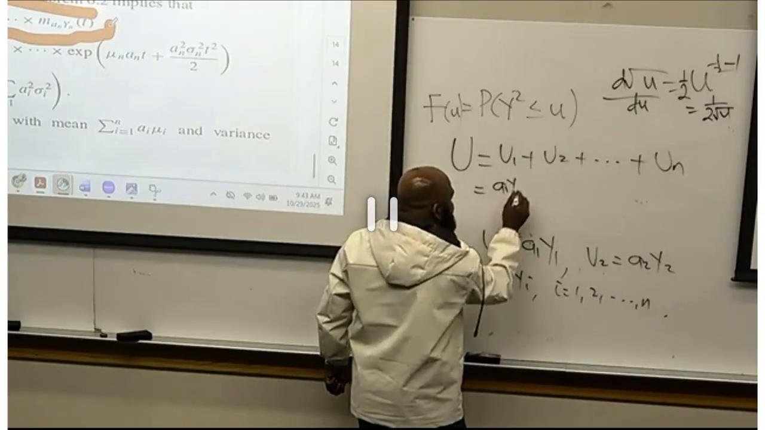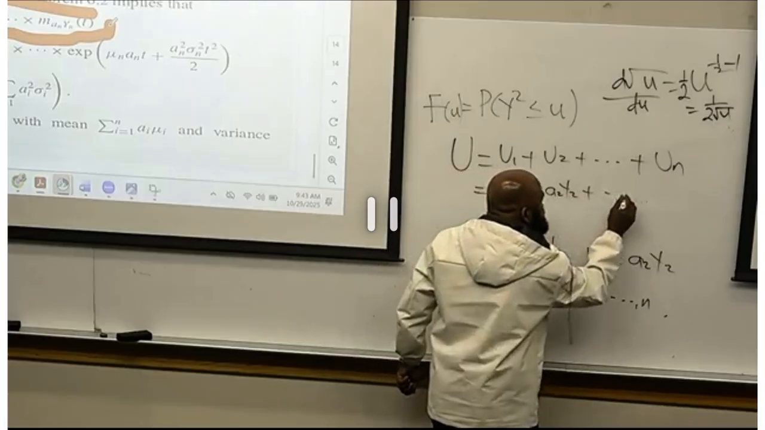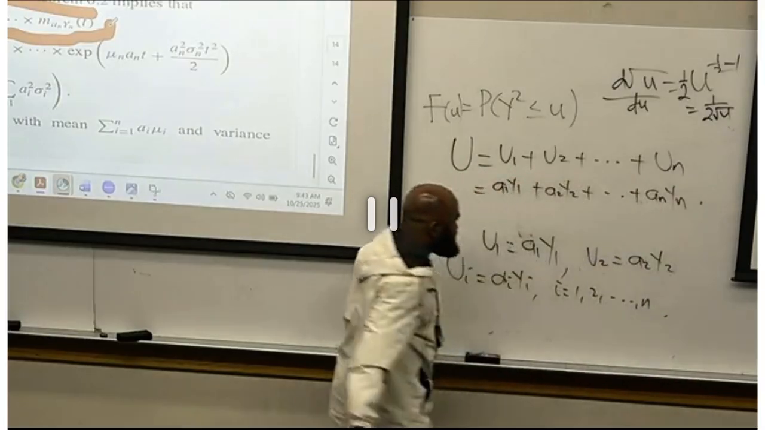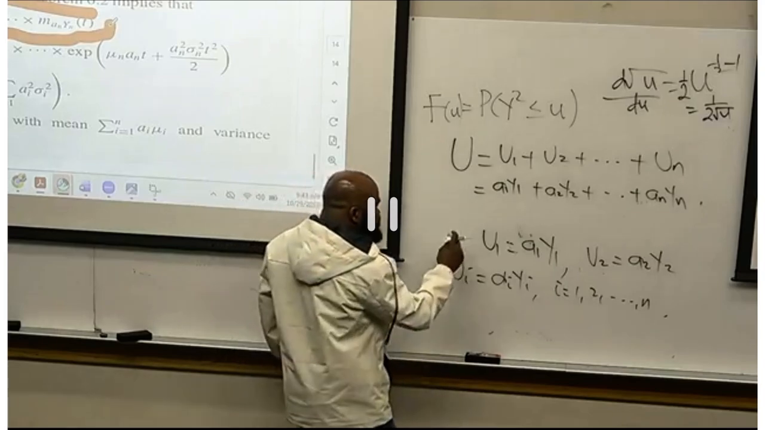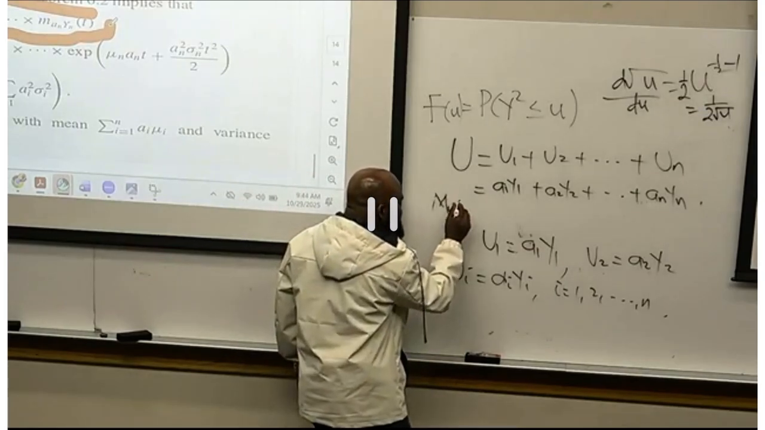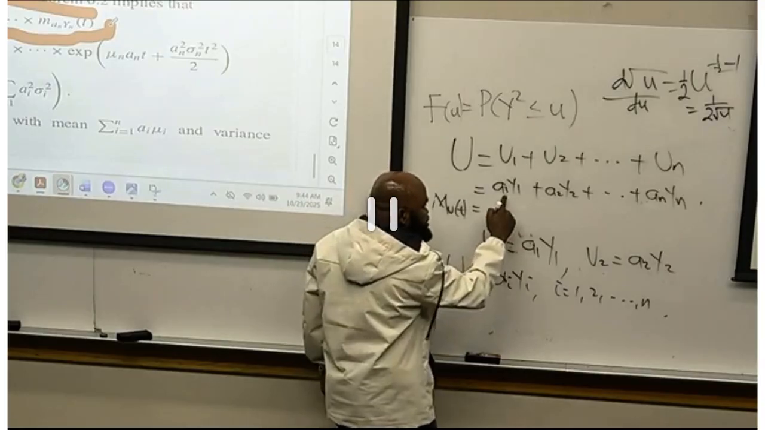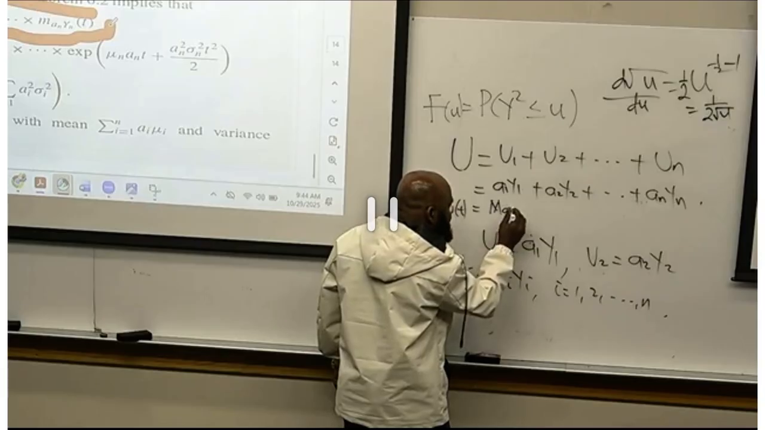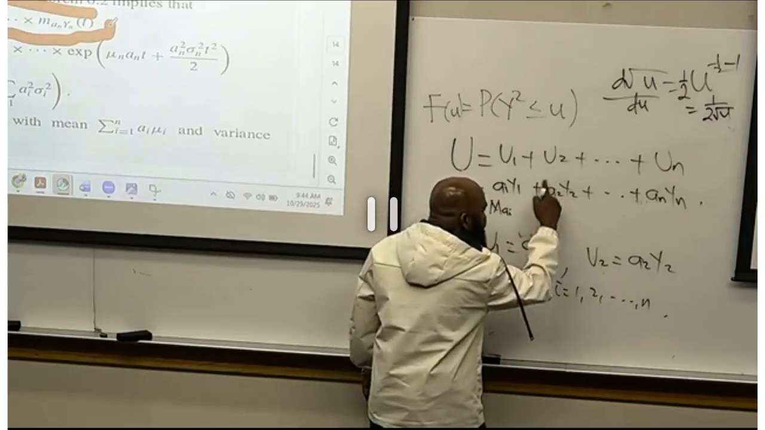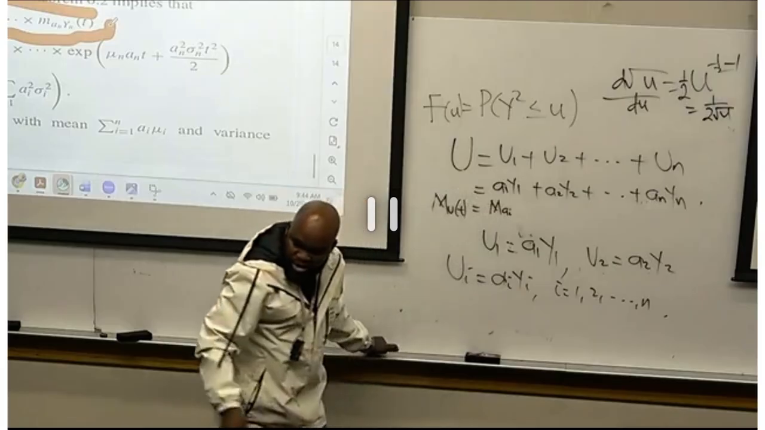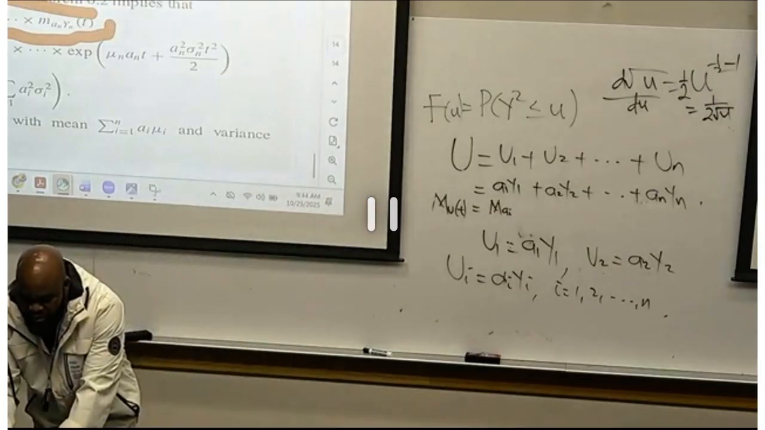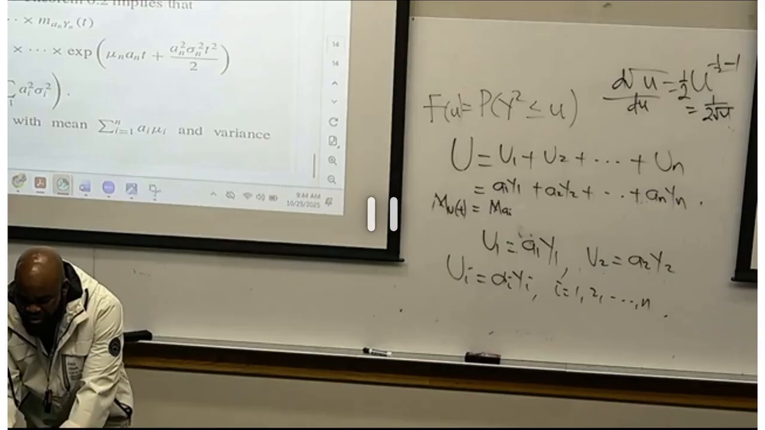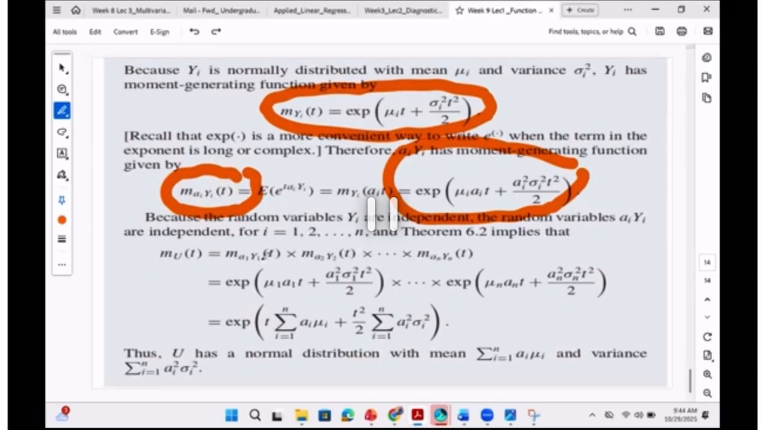Where this is A1Y1, A2Y2, until we get to ANYN. What I'm trying to say is that the moment generating function for the general U is actually going to be the moment generating function of this particular term multiplied by this, up to that, which is what you're seeing here. Now, if I want to write it out, this is the moment generating function, until I get to this.